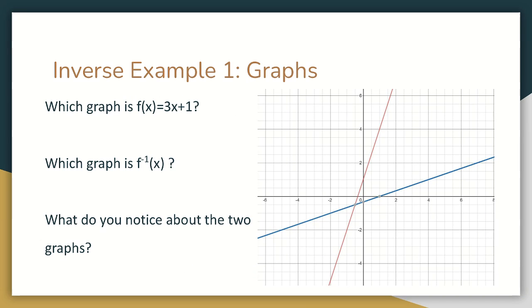So Sam, you asked for it. Here it is. Sam, you don't have to answer this, but is the red or the blue graph 3x plus 1? f of x is equal to 3x plus 1. Anybody? Oh, good. The red one is f of x is equal to 3x plus 1.